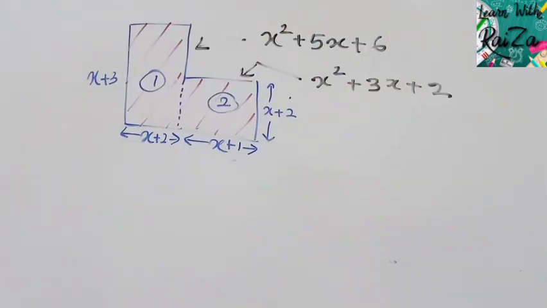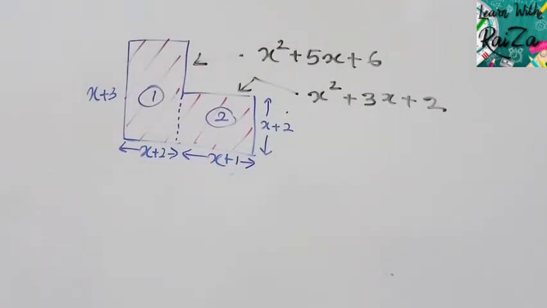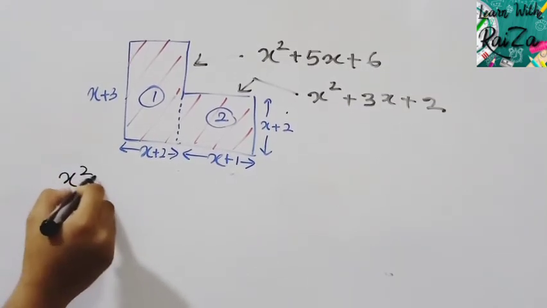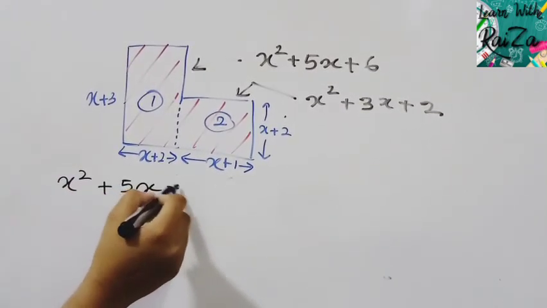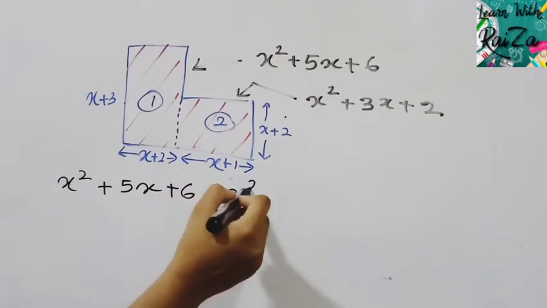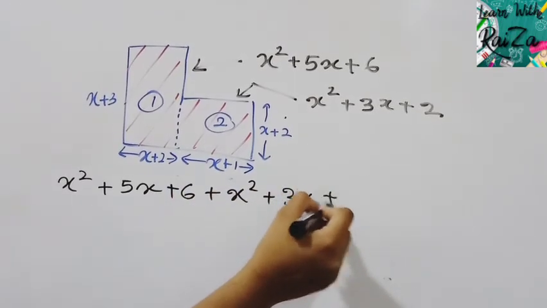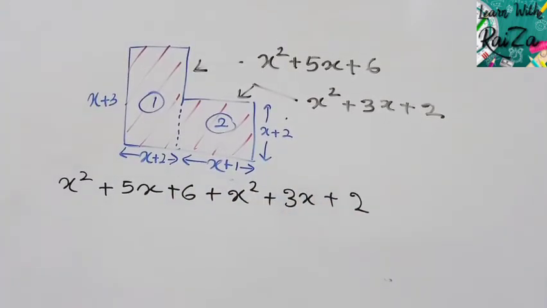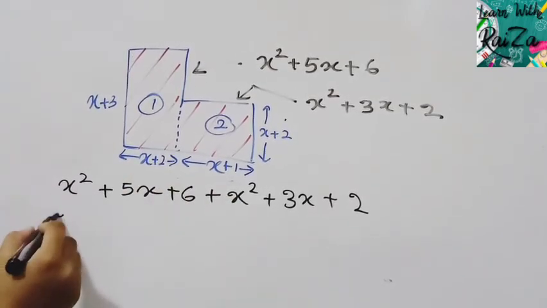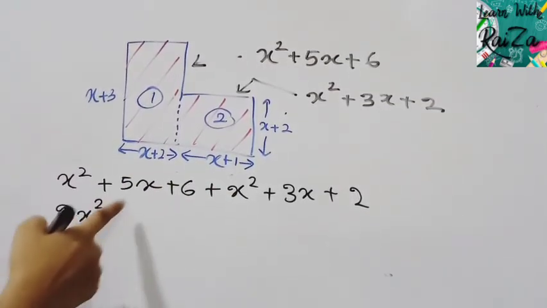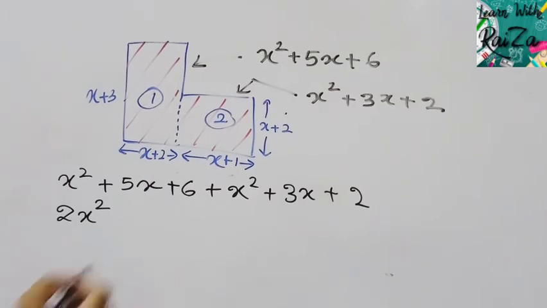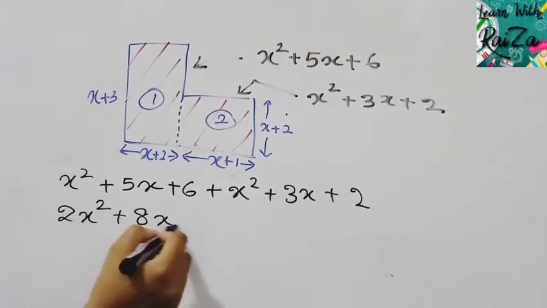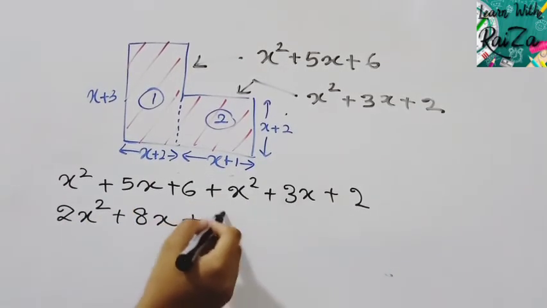So the next step is you have to add both the areas of figure 1 and figure 2, because then only can we find the total area. Figure 1 is this and figure 2 is x squared plus 3x plus 2. Now you can see the like terms: x squared and x squared, that is 2x squared, 5x and 3x, that is 8x, 6 plus 2 the numerals, that is 8.